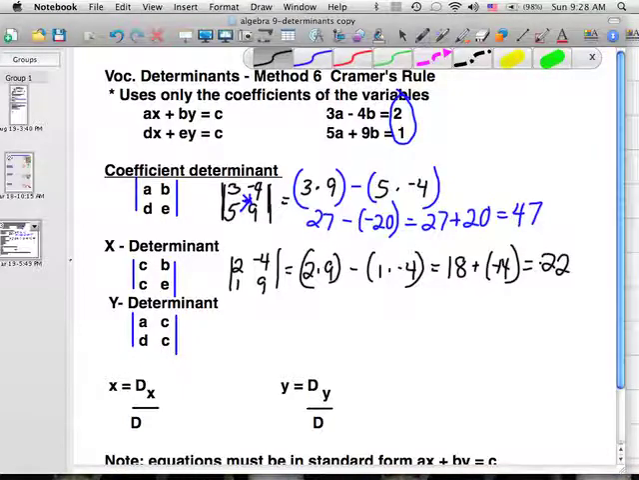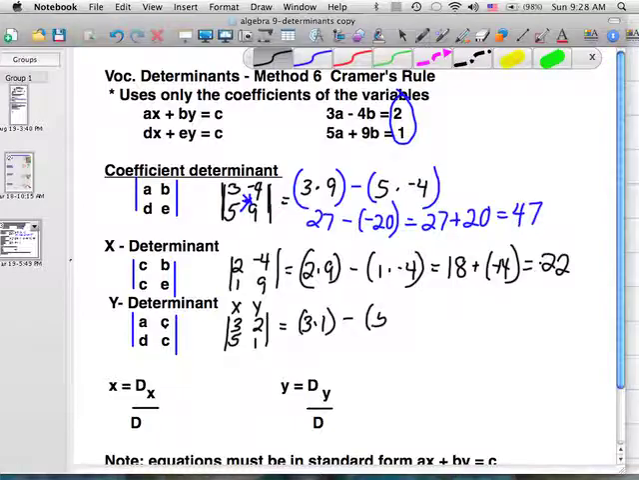And then our y determinant, since we're looking for y, we're going to keep the x column 3, 5, and we're going to put the constants 2, 1 in the y column. This is the x column, this is the y. So doing our multiplication, we get 3 times 1, minus this diagonal, 5 times 2. So it gives us 3 minus 10, which is -7.